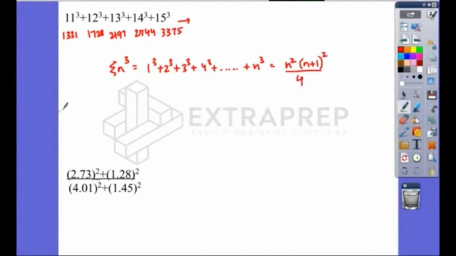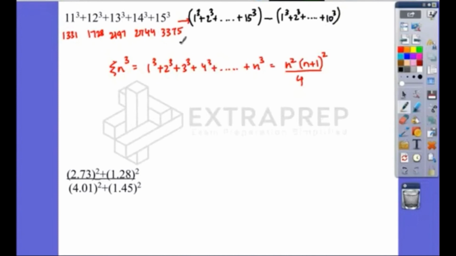Now what should be the value of n? N cannot be 5 here because if you take n as 5, you will get from 1 cube till 5 cube, not from 11 to 15. If you take n equals 15, you get 1 cube plus 2 cube plus so on up to 15 cube. Now we only want from 11 to 15. So what we should do is subtract the things that are not necessary. So 1 cube plus 2 cube so on up to 10 cube should be subtracted.